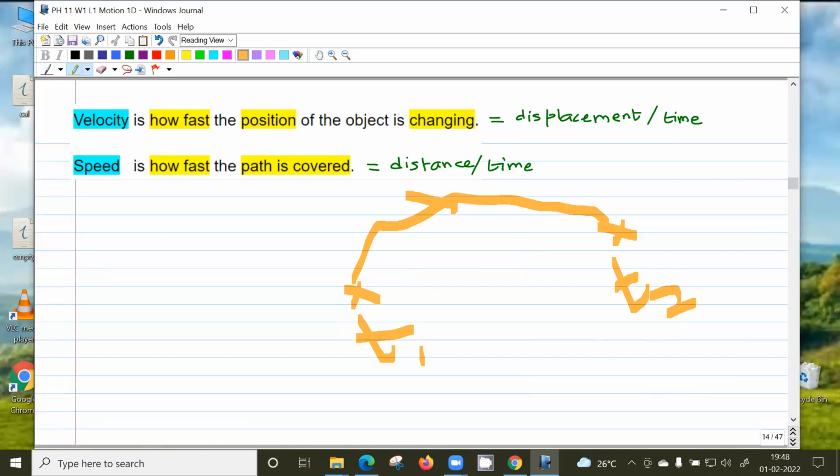But as far as velocity is concerned, I don't care how you move. I just want to know the final position and the initial position and the distance between them. To find the velocity, I just have to know where the final position is relative to the initial position. This is the displacement, and how much time it takes to travel it. Let me call this delta x or delta r, divided by the time it takes, say delta t, and this will be my velocity v. And speed means the path length, that is the distance, divided by time.